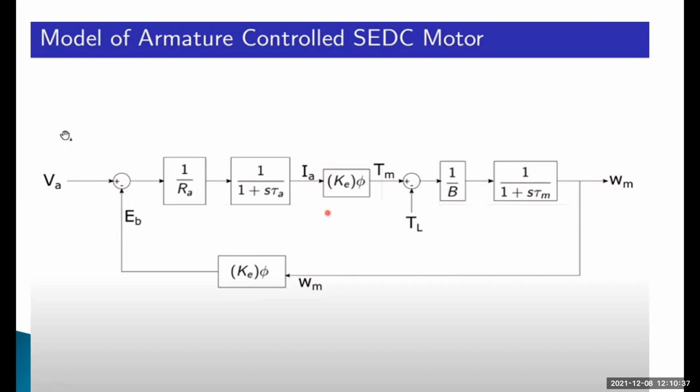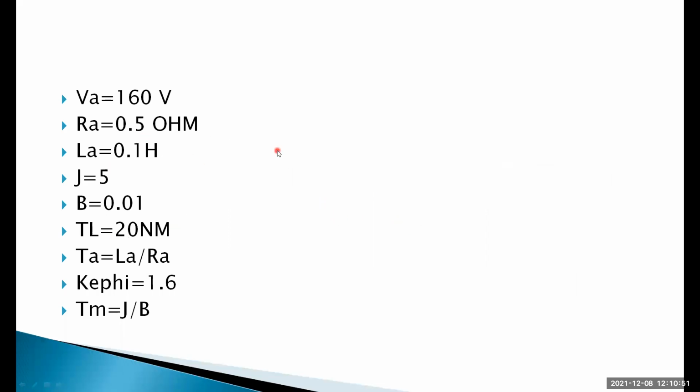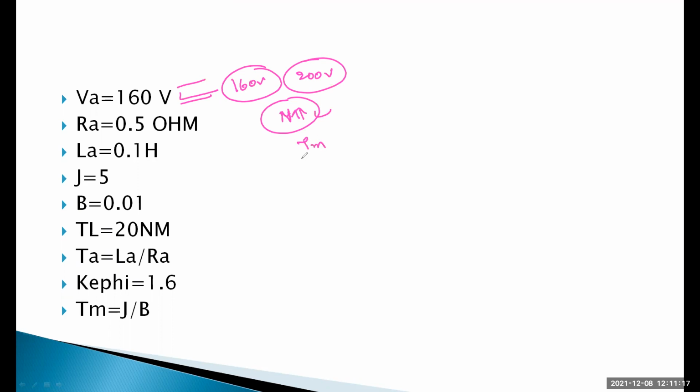Then we will simulate, and we will get different types of responses, that is, torque and speed. These are the different inputs we have to give in the MATLAB workspace, in Simulink. Here I'm taking the input voltage as 160 volts. Instead of 160 volts, by changing it to 200, we have to observe how the speed changes, and how the motor torque varies.